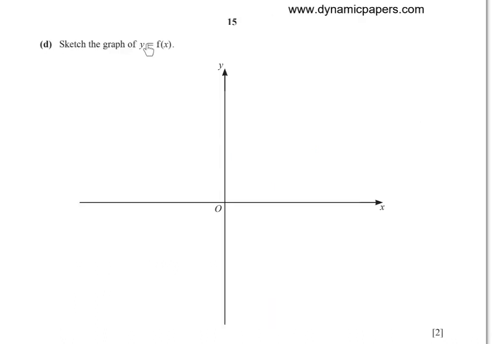Now D, sketch the graph of y equals f(x). The function f(x) equals x^3 minus 3x^2 plus 2x intersects the x-axis at 3 points: 0, 1 and 2. And the graph for a cubic function, if the coefficient of x squared is positive, should be like that. We have a maximum point, then we have a minimum point. We found the two turning points.